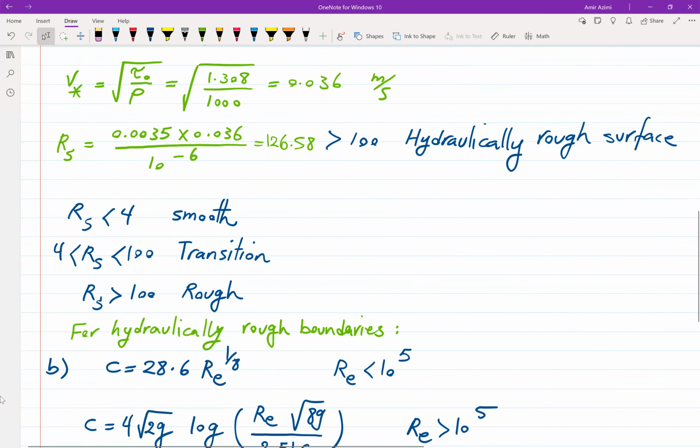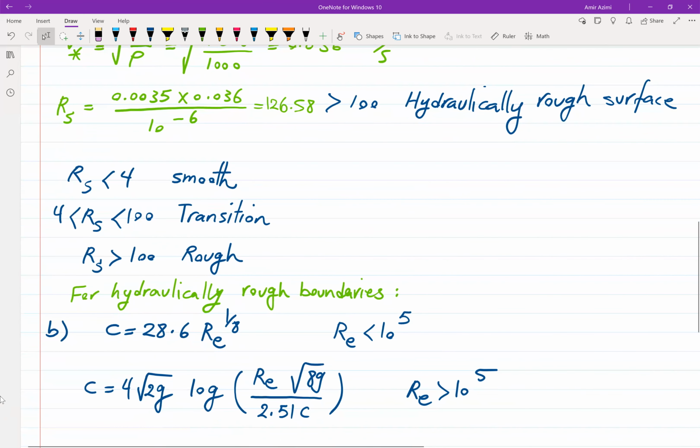So for hydraulically rough surfaces, you can find the formula for the Chezy equation from the textbook. So we have the Chezy coefficient equal to 28.6 multiplied by the Reynolds number to the power of 1/8 if Reynolds number is less than 10 to the power of 5. If it's larger than 10 to the power of 5, then we have the second equation. So in this case, we are going to use Excel.